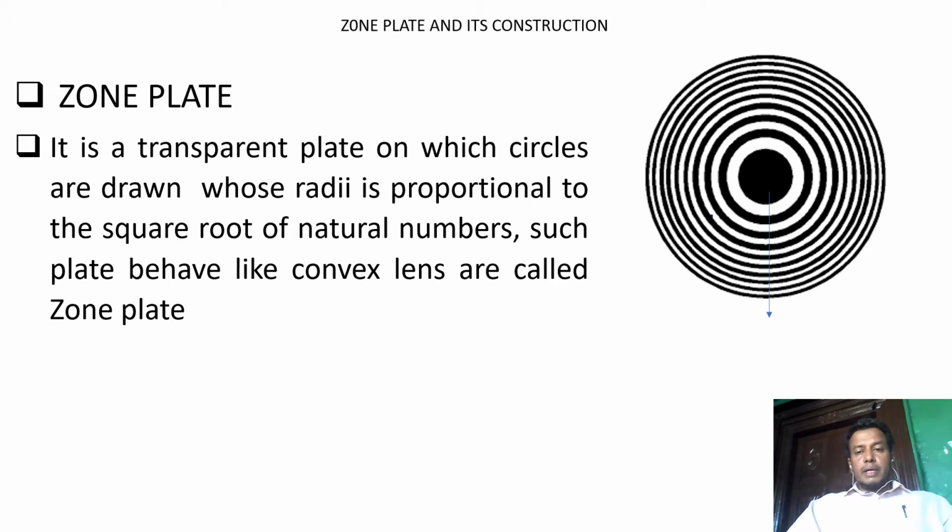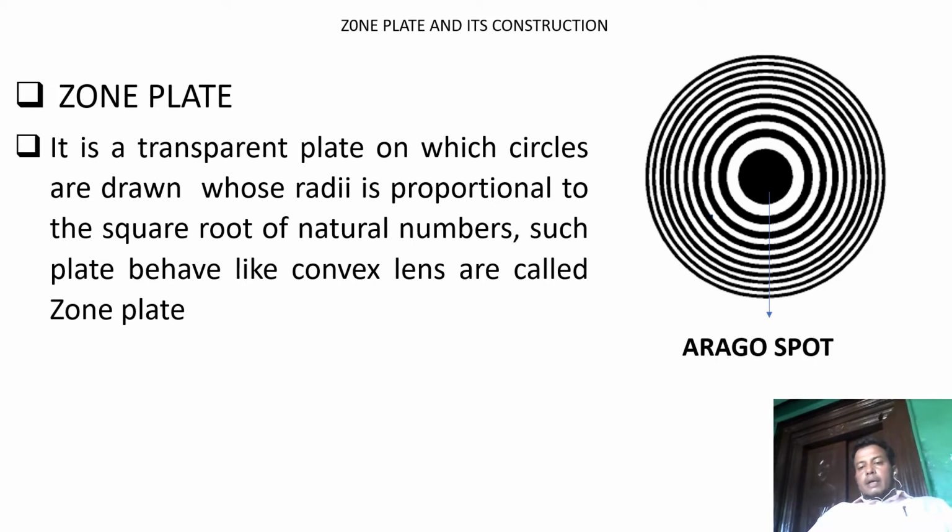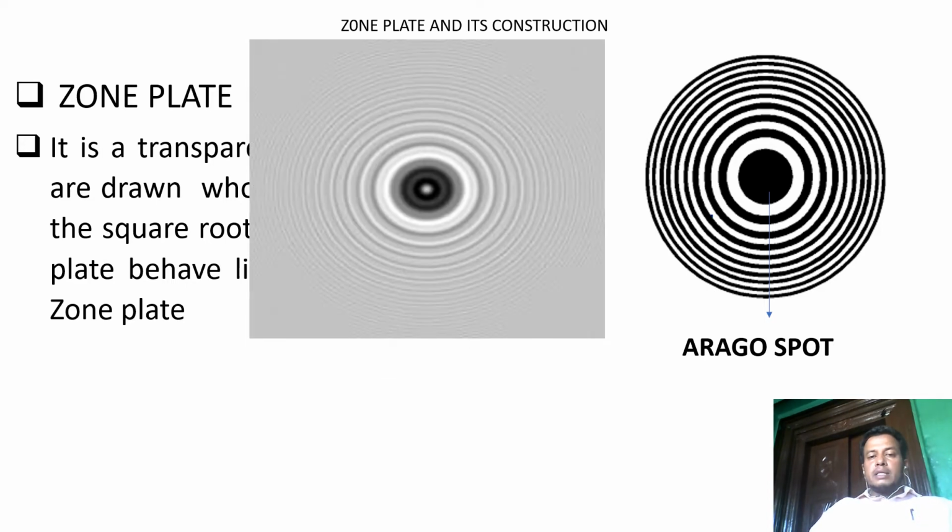And this zone plate has a black spot there, and this black spot we call the Arago spot. Arago is the name of a physicist who found this spot, but it is not only a spot. If you observe it by focusing, you will see a bright spot in the center of this black one.